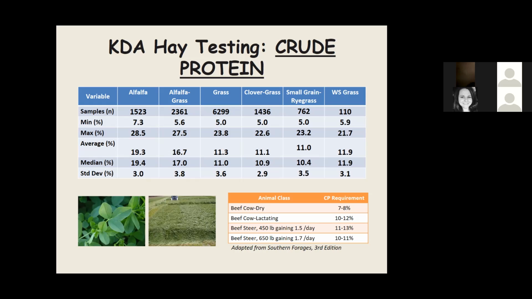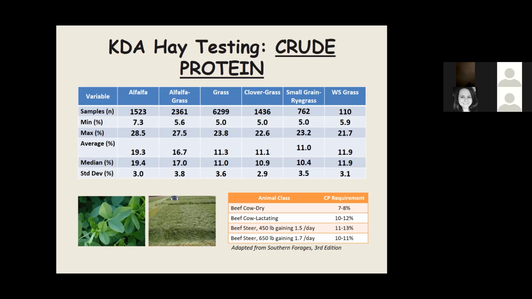So that's something we want to keep in mind tonight: we really need to test all of our hay. But if you want to focus on particular hay, the lower quality hay or the hay that we know is not as good, that's what we really need to focus on. So this first slide looks at crude protein.